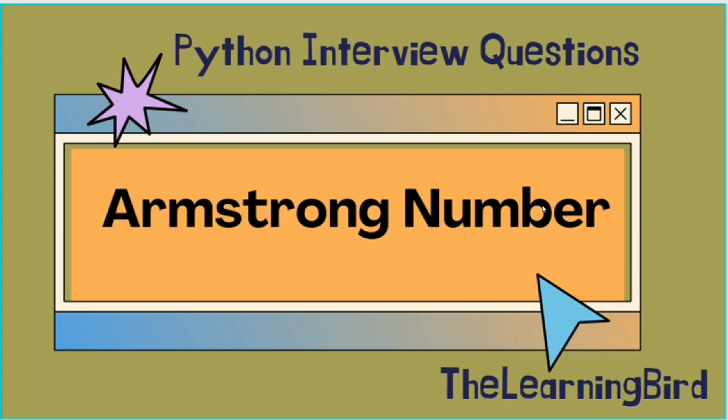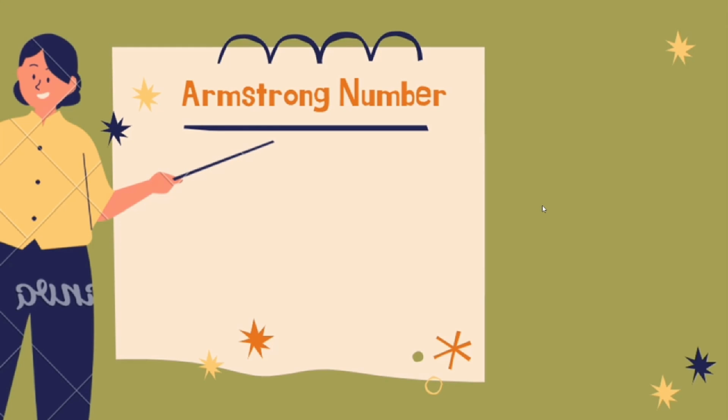If we understand how to arrive at the conclusion whether the number is an Armstrong number or not, we can then put it into any programming language, be it Python or Java. In this particular video, we are going to see this in the Python language. So let's get started. What's an Armstrong number?